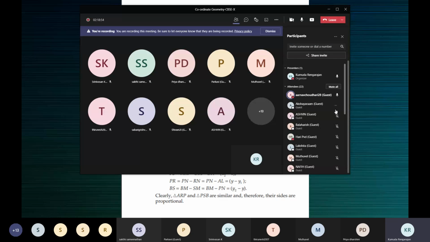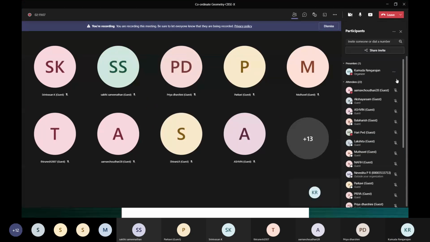Ma'am, if triangles are similar it means they are congruent, ma'am. Congruent triangles are similar, but all similar triangles need not be congruent. Okay, ma'am.